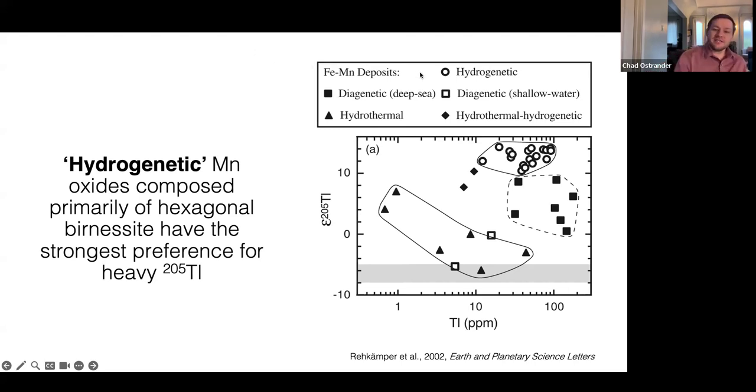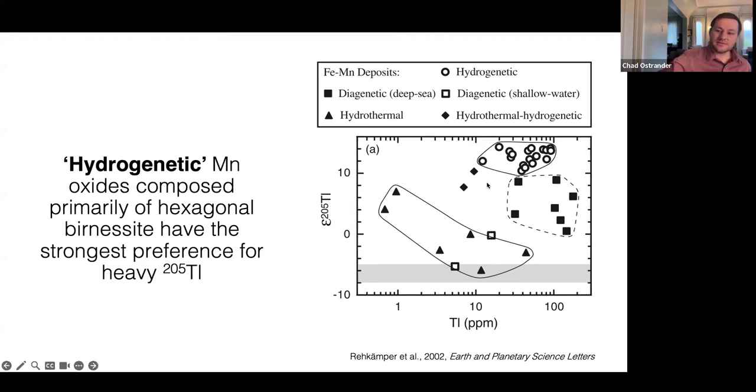Whereas if you have manganese oxides forming diagenetically or in hydrothermal systems, it's primarily todorokite or triclinic birnessite in those settings, and you don't get as strong of a fractionation. And so those experimental results are what I showed in the previous slide. There was evidence for the same early on in some of these early studies by Mark Rehkämper in 2002. These are diagenetic, hydrothermal and hydrogenetic manganese crusts. They're a mixture of all three types.